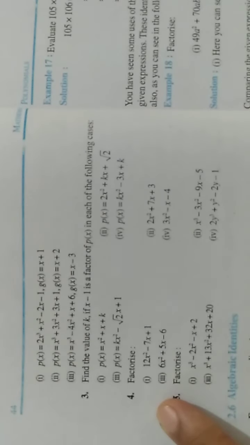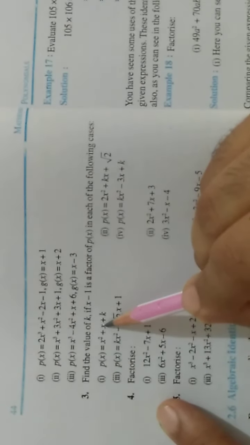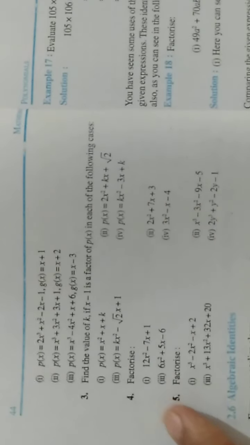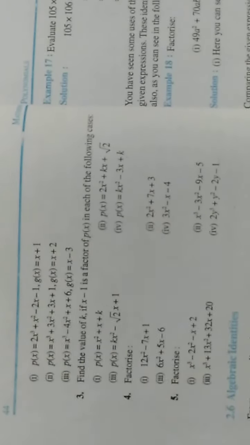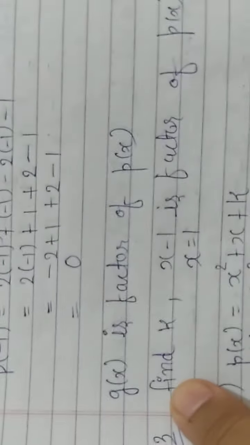Now let me see question number 3. Question number 3, find the value of k. We have to find the value of k if x minus 1 is a factor of p of x in each of the following cases. So x minus 1 is a factor, so the value of x is equal to plus 1. So p of x is equal to x square plus x plus k. In this we have to put p of 1, in place of x we have to write down 1. So let me see how to solve these sums.